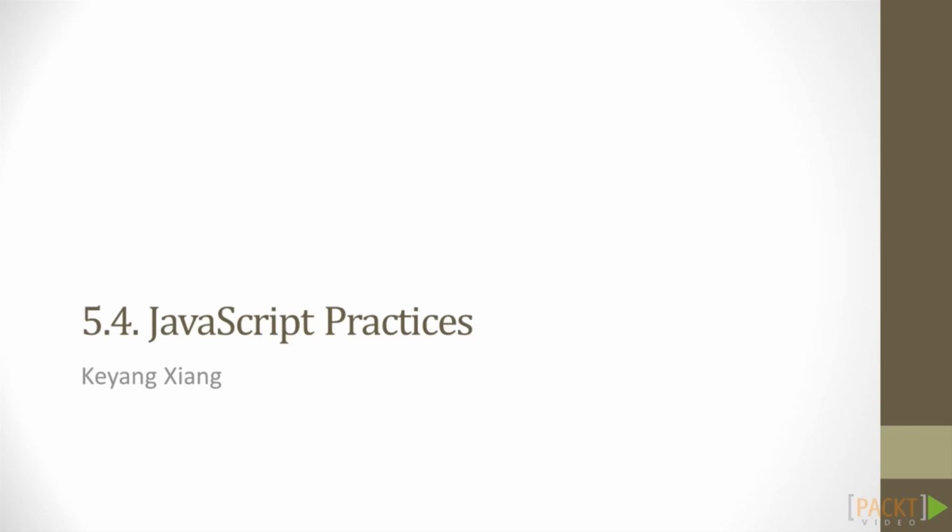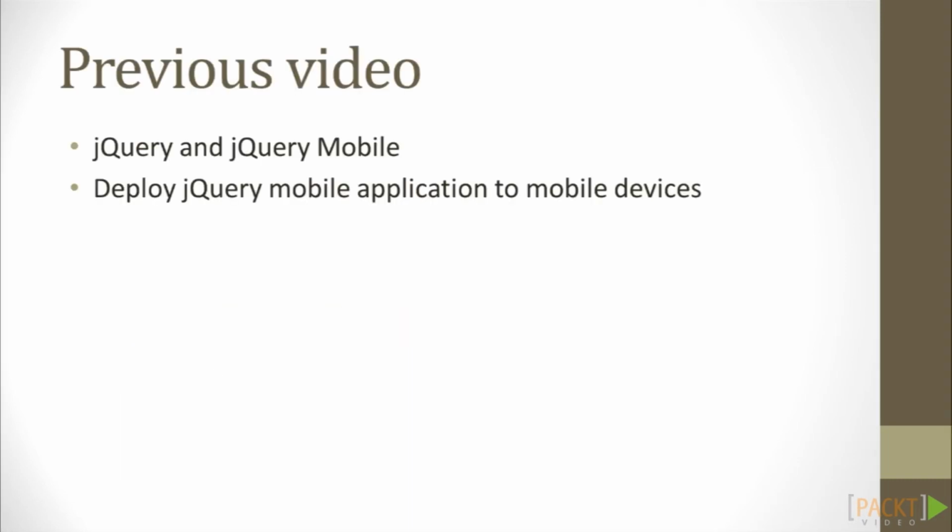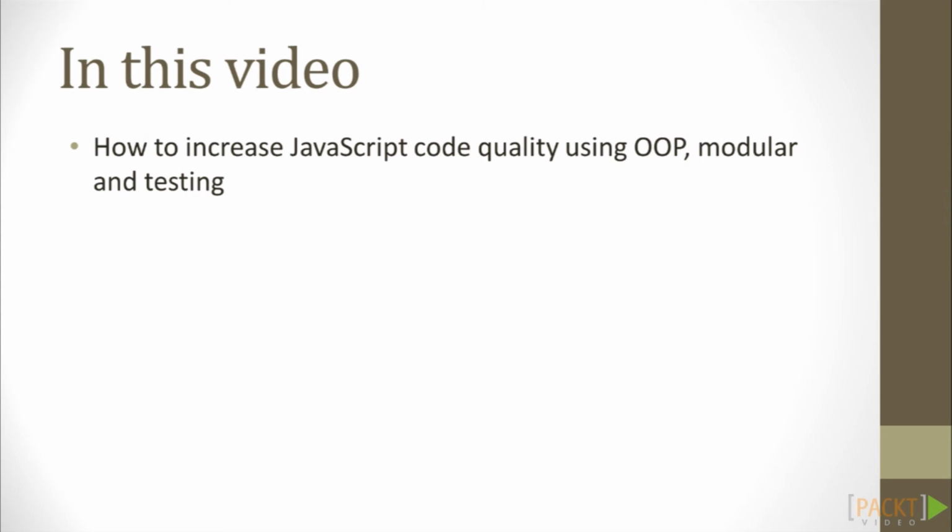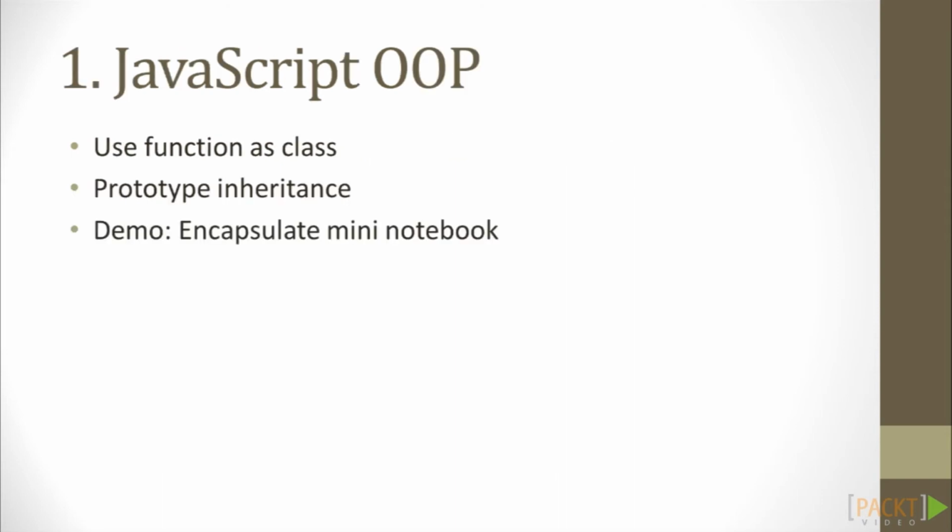In the previous video, we developed a mini notebook, which is a jQuery Mobile application. In this video, we will mainly focus on how to increase the quality of our project and demonstrate this with the mini notebook app. JavaScript is not like most object-oriented languages, which have explicit class definitions. In JavaScript, a class is defined as a function, and its prototype is used for inheritance.